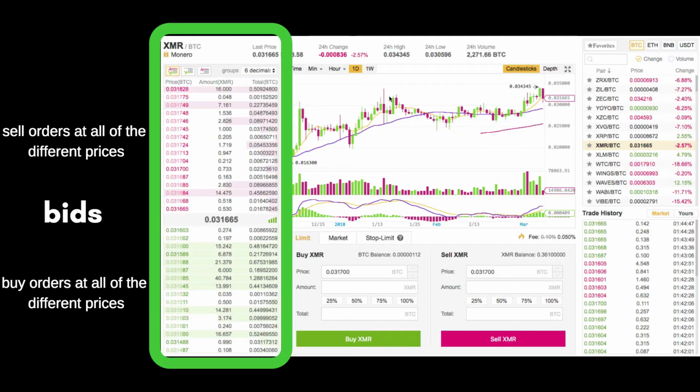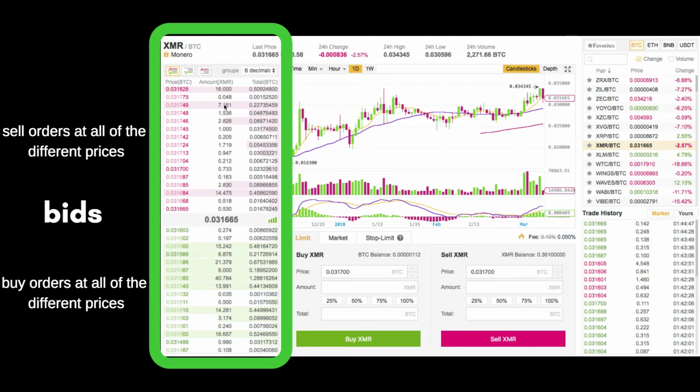So this is the chart on Binance. As you can see, it's the same thing that I was just using. Here are the candlesticks and the wicks and all of this stuff. And over here are the bids. These are all of the buy orders at all of the different prices that people want to buy, at least from this range to this range. And then these are the sell orders, all of the different prices that people want to sell their coin at. Right now, we're looking at Monero, XMR, and the Bitcoin pairing.